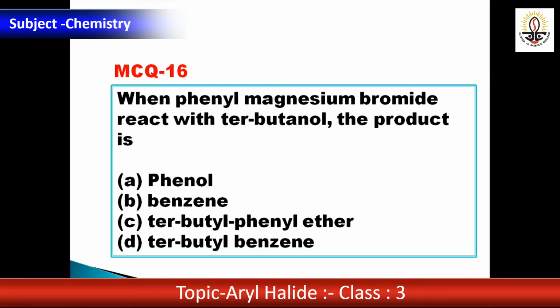Next, come to question number 16. When phenyl magnesium bromide reacts with tertiary butanol, identify the product. MCQ number 16.